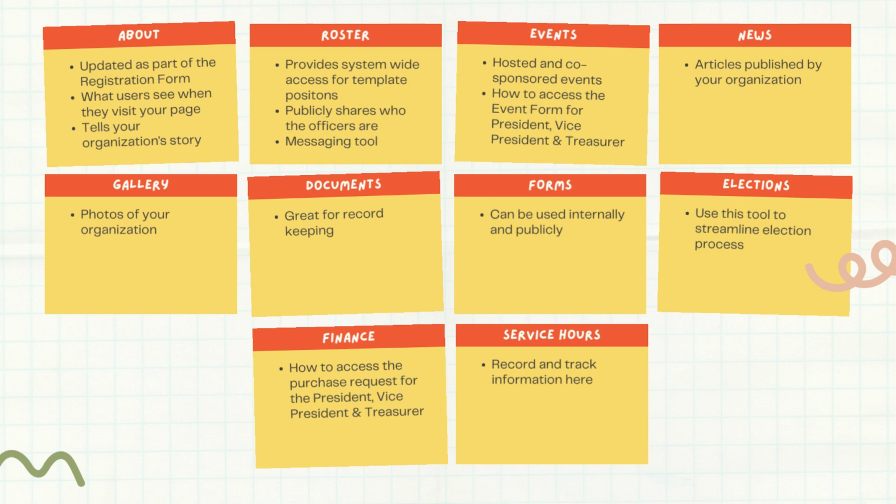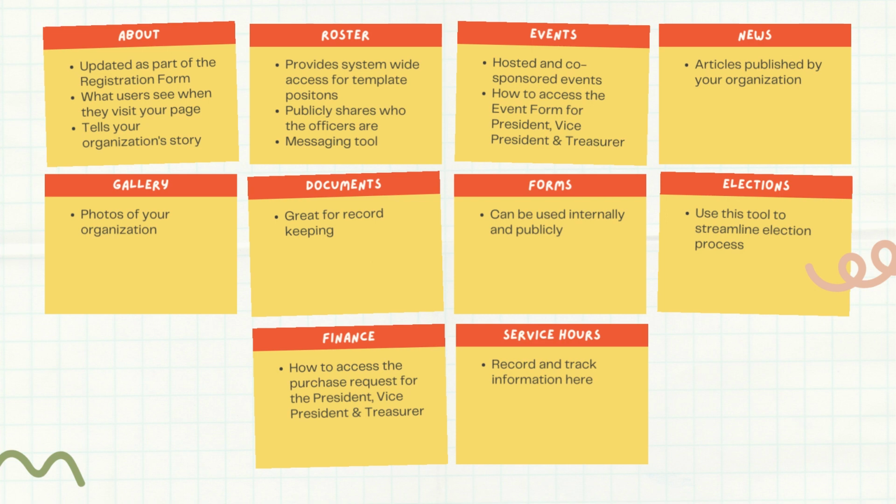Next is the Roster tab, which provides access to update your officers. Officers are assigned to system-wide template positions, which grant access to various parts of DragonLink. This is also a great messaging tool to download a list of all members of your roster and email them. The Events tab shows events hosted and co-sponsored by your organization. Only the president, vice president, and event coordinator have access to submit events.